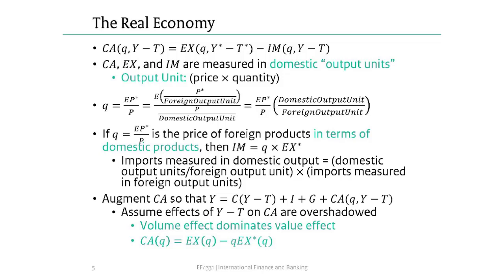Because if we write out Q times EX star using this alternative explanation, we can read this equation as domestic output units per foreign output units, which is exactly this ratio here, multiplied by imports measured in foreign output units, which is EX star. Foreign exports is our imports, right? That's the interpretation.